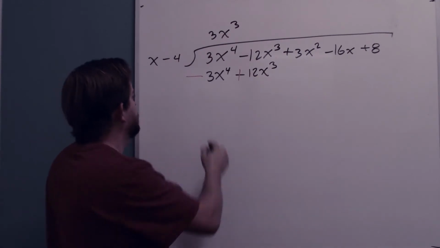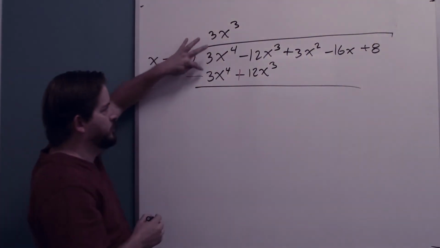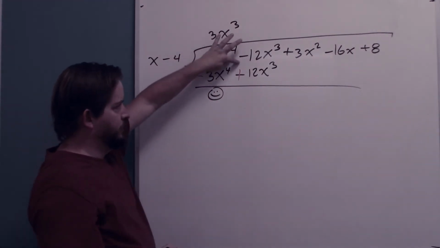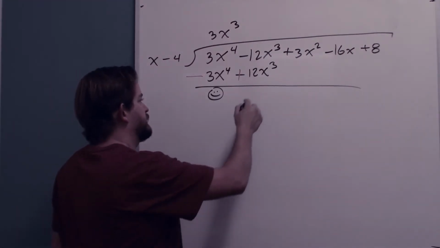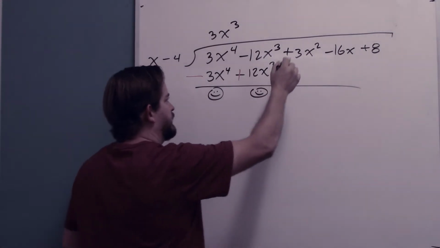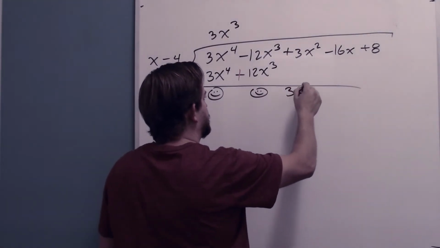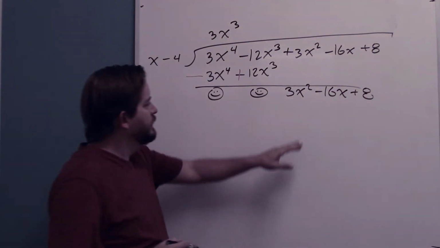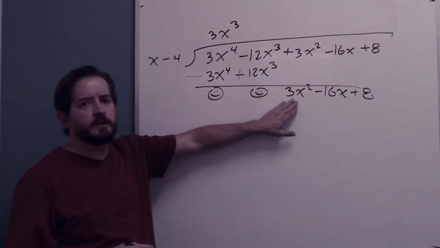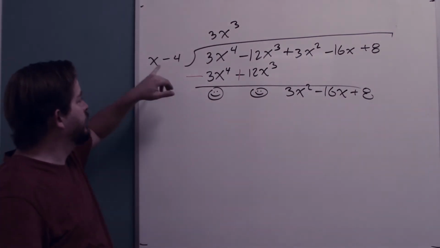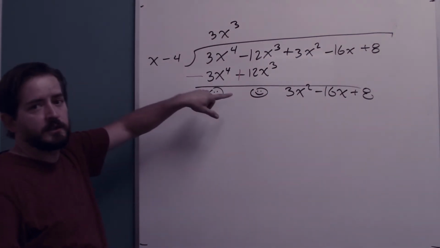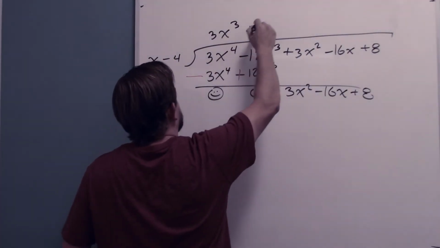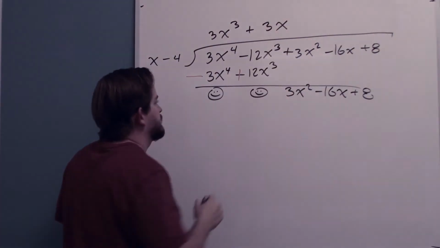And so 3x to the fourth minus 3x to the fourth is 0. 12x to the third and -12x to the third is also 0, and so just pull down the next couple of terms: 3x squared minus 16x plus 8. Take the first non-zero term on the left, 3x squared, and divide it by that first term again. 3x squared divided by x is 3x. It's positive, so it's plus here. That gives me plus 3x.